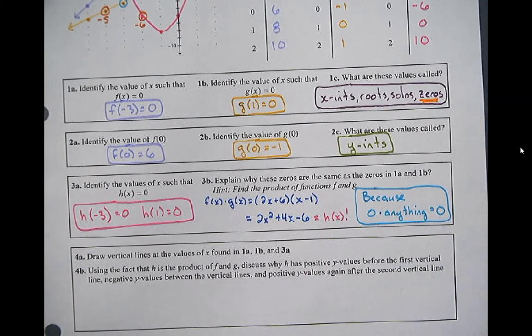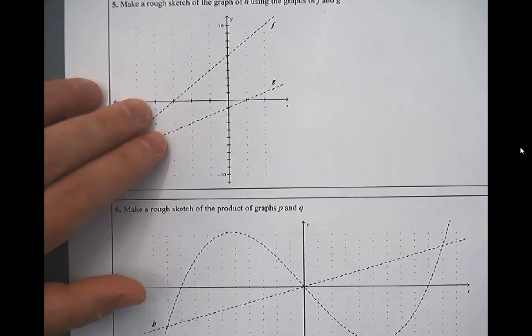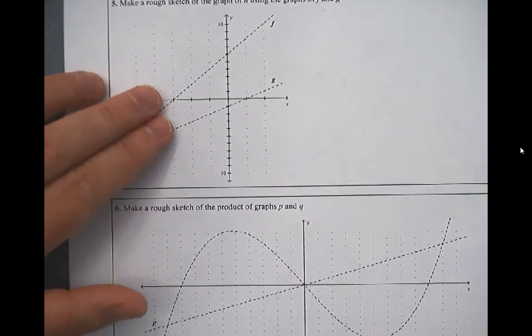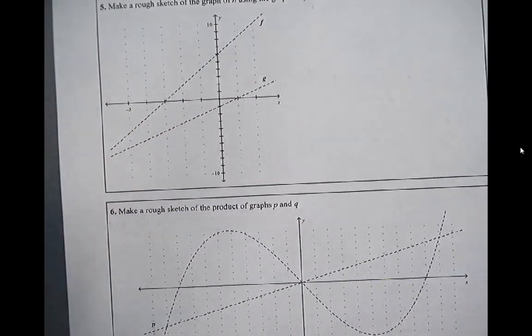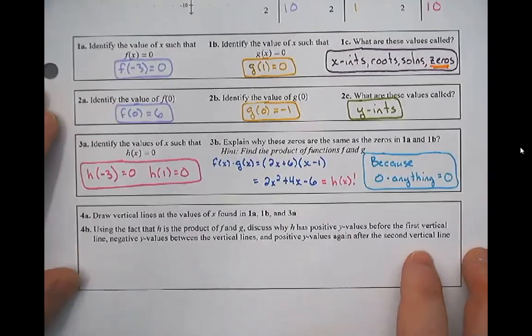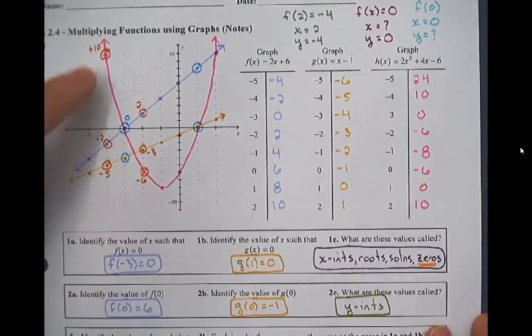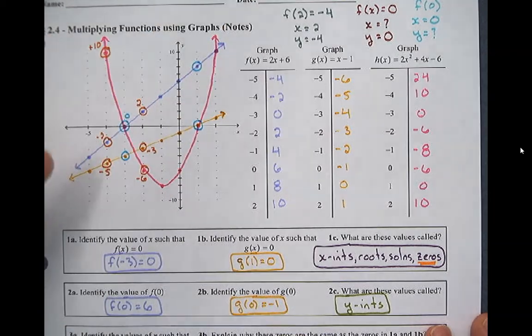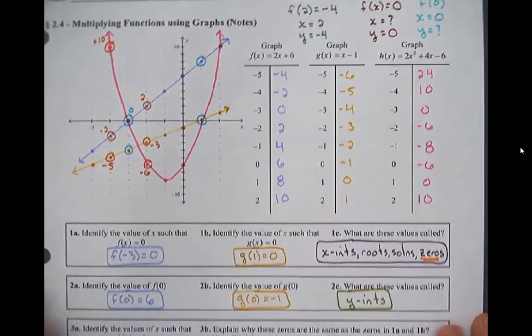All right, so what our goal is, what we're eventually going to do, is take two graphs and try to sketch what the product of these two functions looks like. That's our goal. So let's try to break down what happened up here, because we already know that the pink graph is the product of the purple graph and the yellow graph.